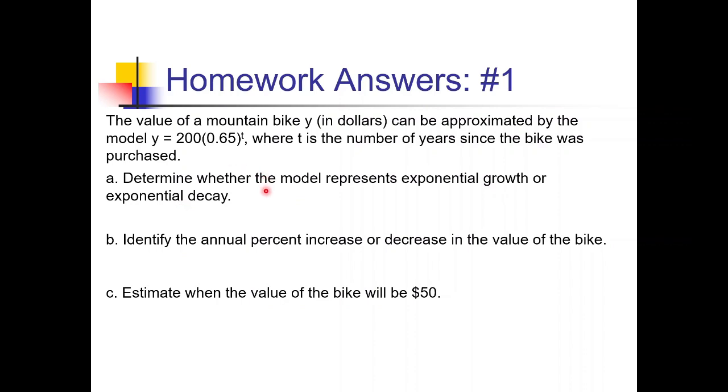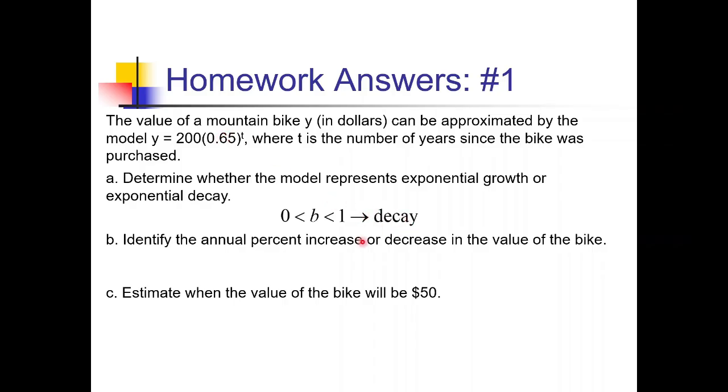And to answer that question, we're just going to look at this b value here. This is in the form of a times b to the t. The b value is between 0 and 1. That tells us that this is going to be decay because we keep multiplying by a number that's less than 1 and greater than 0.